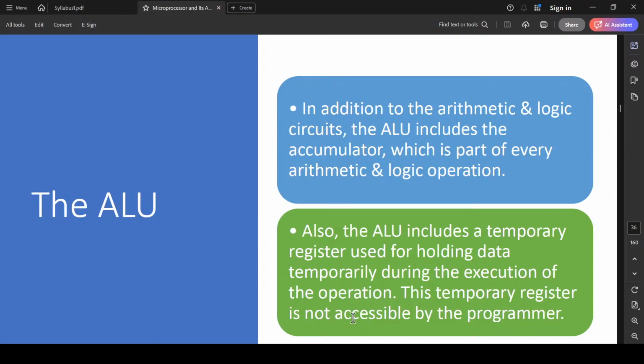Apart from this, guys, this is a way of increasing the words. If I were to write this point, I would write it like this: the ALU does not consist of just arithmetic and logical. We have an accumulator and a temporary register which you will not be able to access.